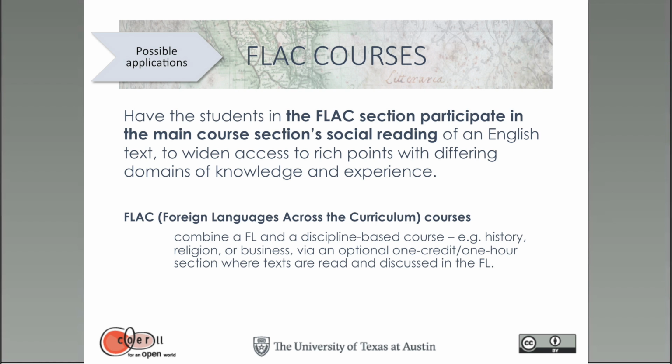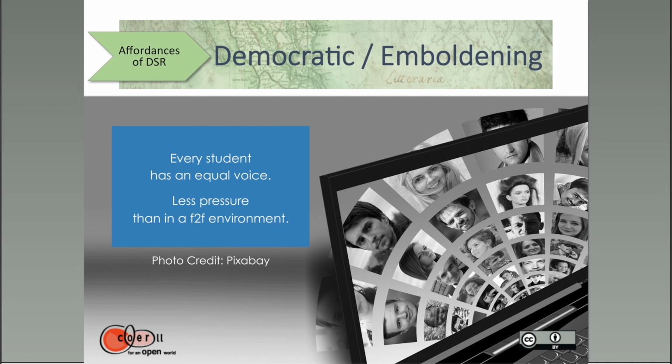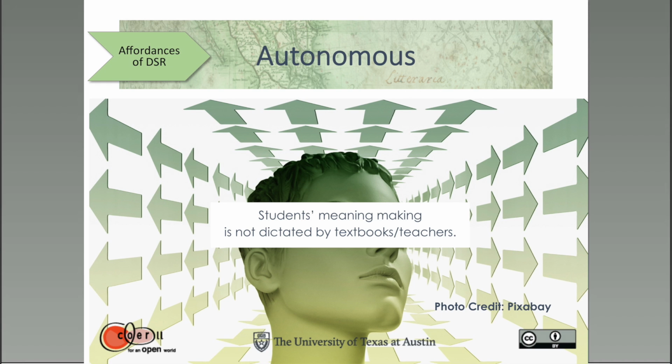All right, let's step back and take a look at the various affordances of digital social reading. I've given you a number of ideas about how one can apply it and some of the tools. So I mentioned earlier that when you have this difficulty of power differentials in the classroom, one of the affordances of digital social reading is that every student has an equal voice when typing comments. So it's democratic. And students also feel less pressure to say the right thing than when they're in a face-to-face environment. So it's emboldening. Students can make meaning in ways not dictated by textbooks and teachers.